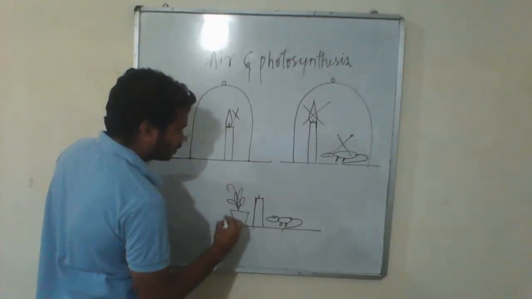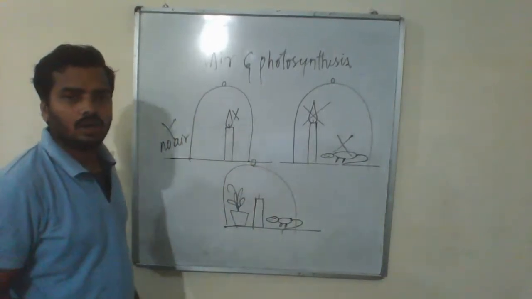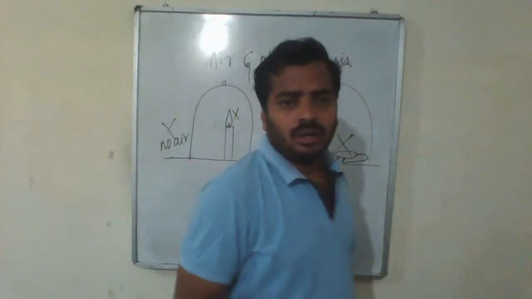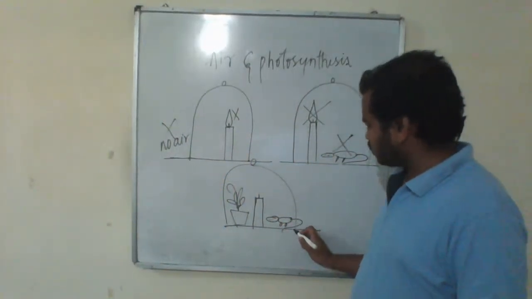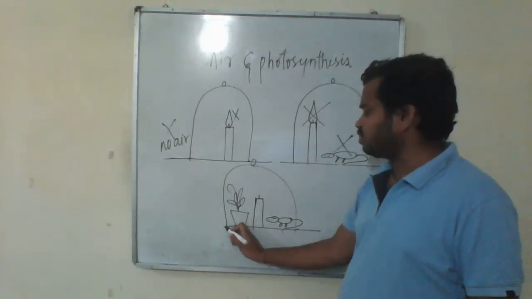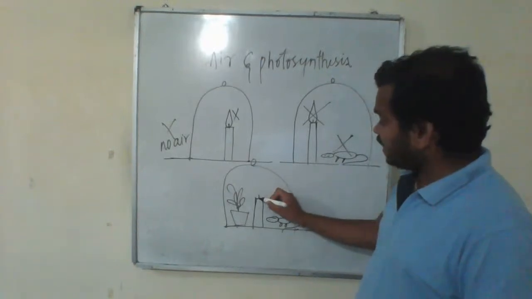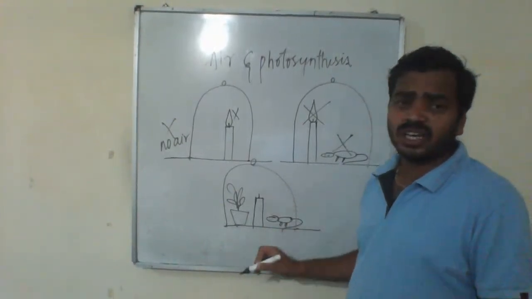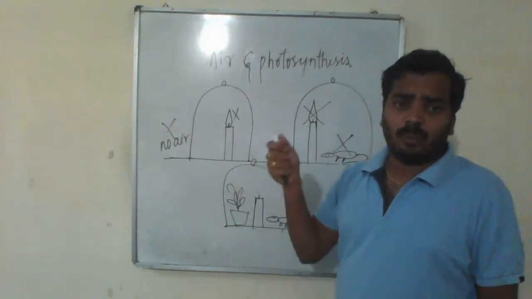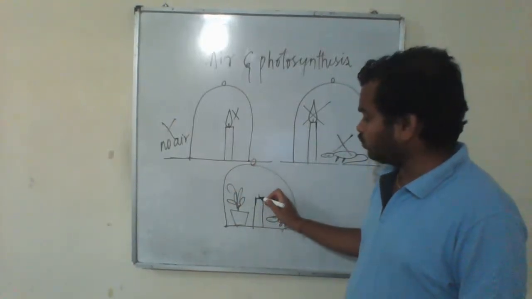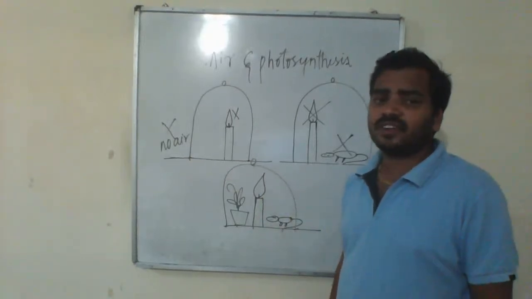A mint plant was kept along with these, candle and mice. Here also the same thing happens, everything must be seized. So what exactly happens here? He has lighted this candle from outside using the concept of converging the rays. Taking a magnifying glass, he converges the sunlight upon this candle and lights it from outside.